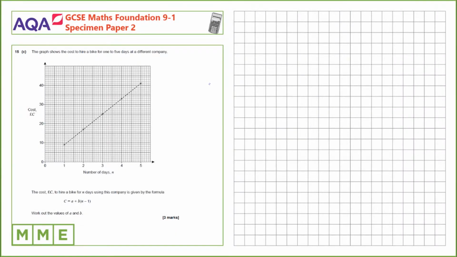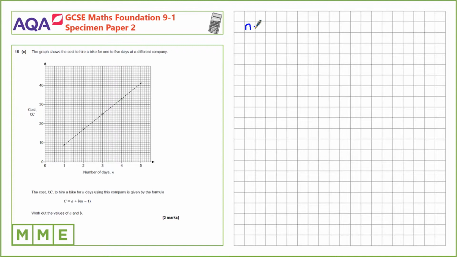Question 15c. The graph shows the cost to hire a bike for 1 to 5 days at a different company. The cost in pounds to hire a bike for n days using this company is given by the formula. Work out the values of A and B. There are a few ways we could do this. We could rearrange this to be y equals mx plus c, then find the intercept and the gradient and do it that way, or we could use some test points. For this one, we're going to use test points.